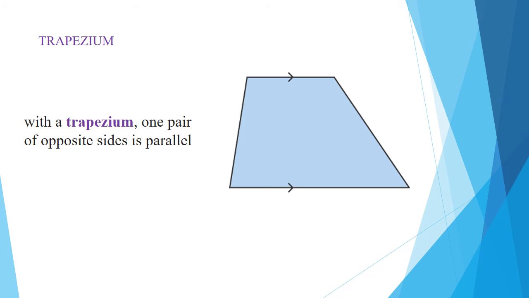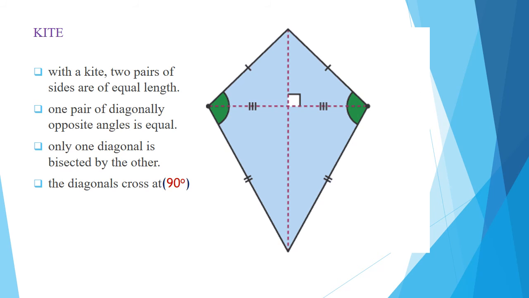There was one called the isosceles trapezoid. So you realize that with that one, it had a pair of parallel sides, but the slanted sides were actually equal in length. That's why we said they were isosceles trapezoid, but it's still trapezoid because it has just one pair of opposite sides. Then we come to kite.